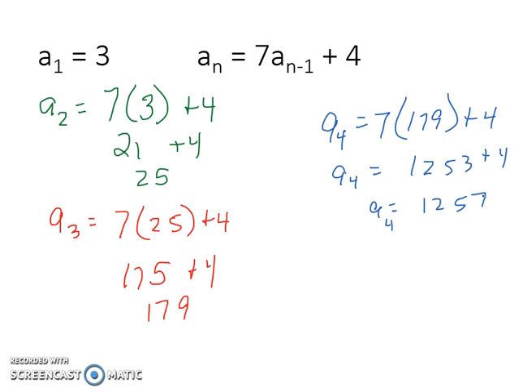So 3, 25, 179, and 1257. So you can see that this sequence is growing very quickly, and it might not be easy to see how to make this based on just the numbers we're given. So sometimes when we're trying to write our general term of our sequence, it's going to take a little bit of work. But I hope this helps you with recursive sequences.